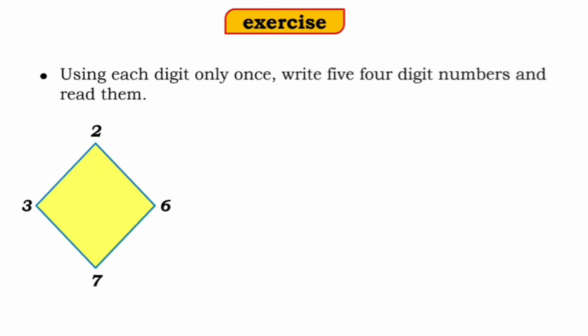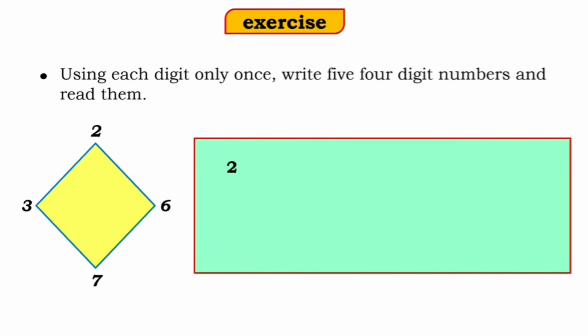Using each digit only once, write 5 4-digit numbers and read them. So children, here we have to form 5 4-digit numbers from the given digits. The given digits are 2, 6, 7 and 3. We can form many numbers from these digits. So the first number will be 2, 6, 7, 3. That is 2673. Now to form the next 4-digit number, we will interchange the tens and the units place of this number.